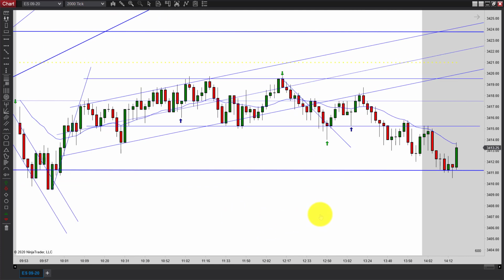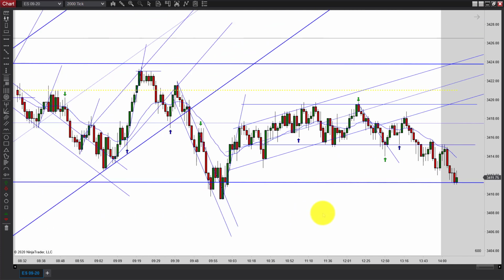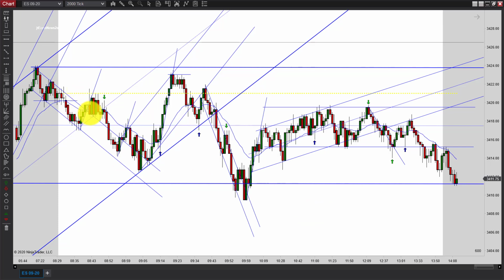But that's really what I saw today. Again, not a lot of trades in there, but just watch this EMA. People get so confused and don't know if we're in a range or a trend.